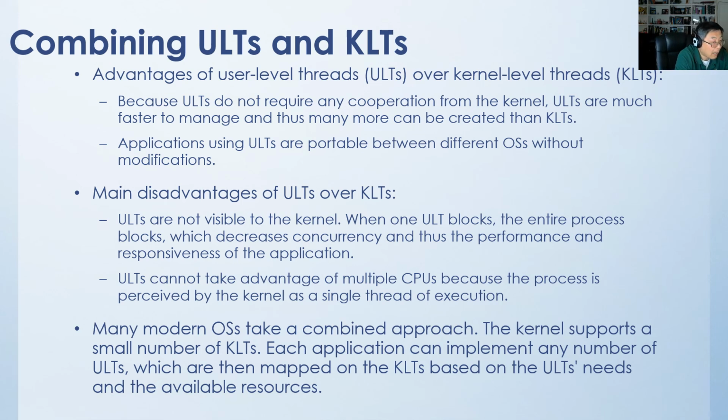Okay, now let's discuss the user level and the kernel level threads more. Let's talk about the advantages of user level threads, which we call ULTs, over the kernel level threads, which we call KLTs. Because ULTs do not require any cooperation from the kernel, they are much faster to manage, and thus many more can be created than KLTs.